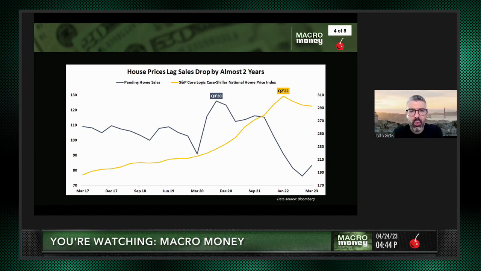And so what you have here is an almost 2-year lag between where sales peak and where the price of homes actually starts to dip in response to all of this. Now, what this makes for is a very interesting scenario indeed as we look forward.